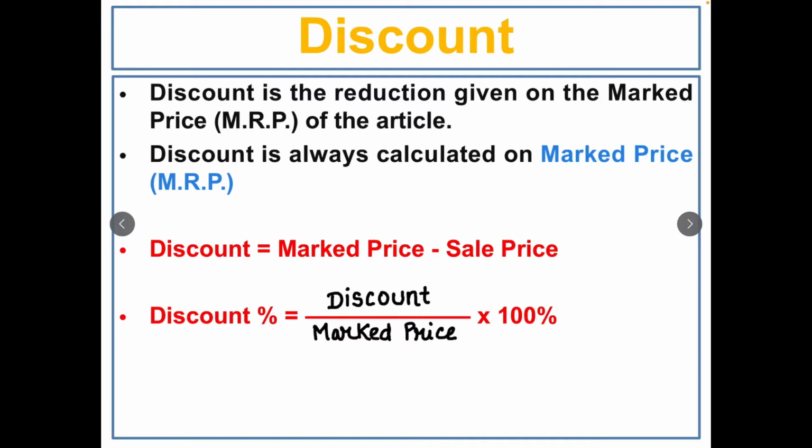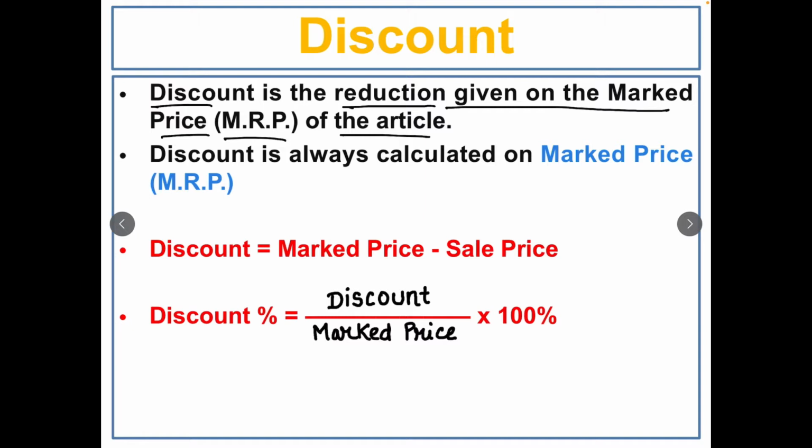Our marked price is the MRP that you will find printed on each and every article. It is a rule of the government that every company has to write the maximum retail price on that product. So that is called marked price, or simply maximum retail price. Discount is the reduction given on the marked price of the article.